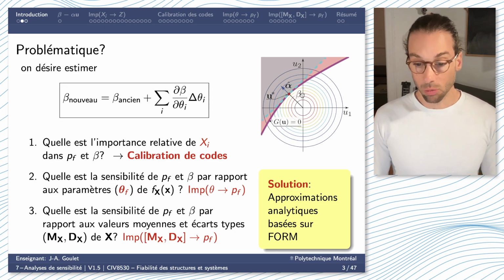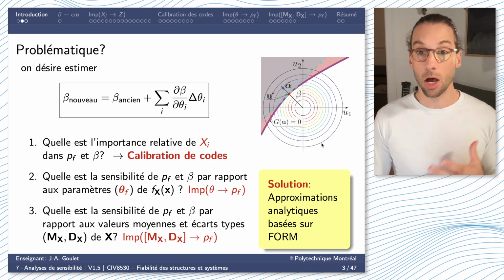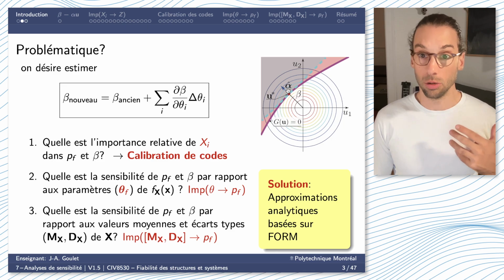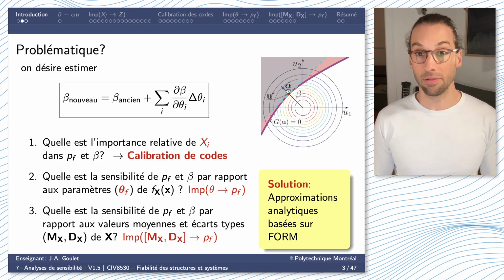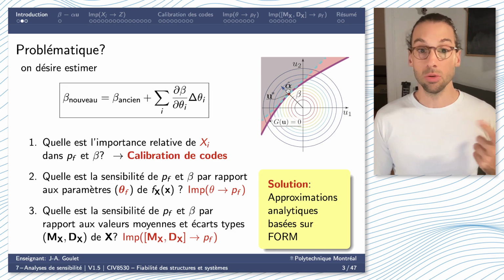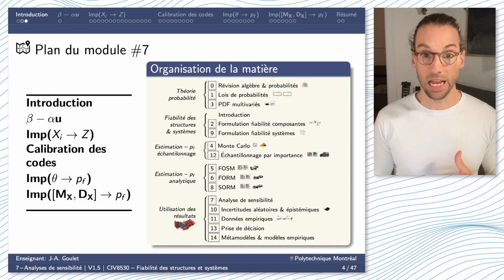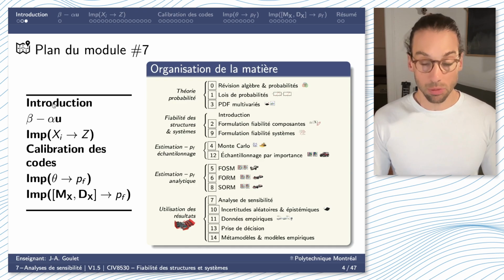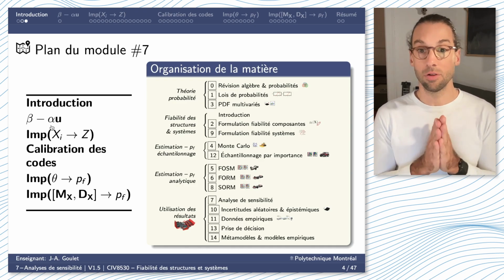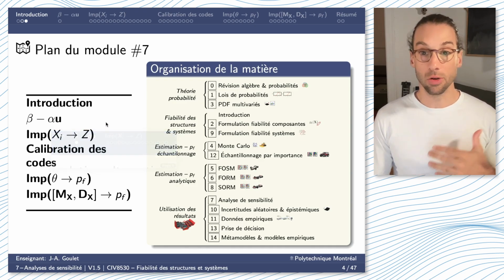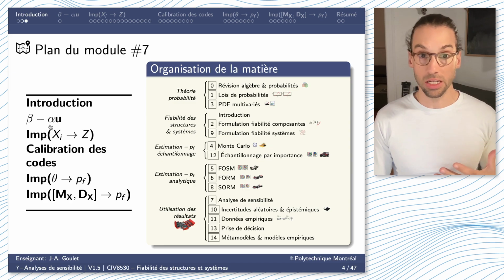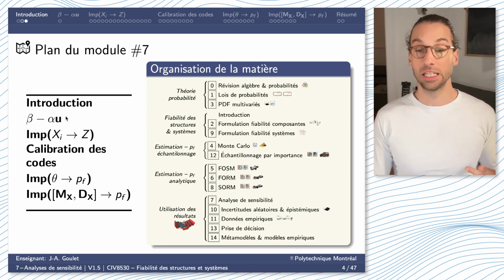And for all of these, we're going to see we can build upon the FORM approximation that we've seen in Module 6, and we can reuse especially the alpha vector, the normalized negative gradient vector alpha hat, to compute those sensitivity analyses. So, introduction, this is what we've just covered. We're going to see first that we need to reorganize our limit state function into this form in order to express the sensitivity of each random variable. This is the first thing we're going to see.